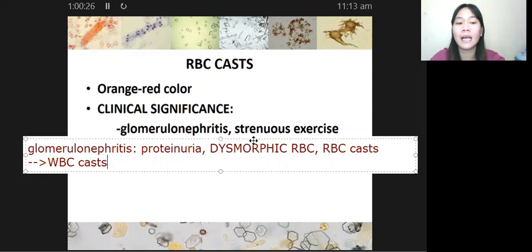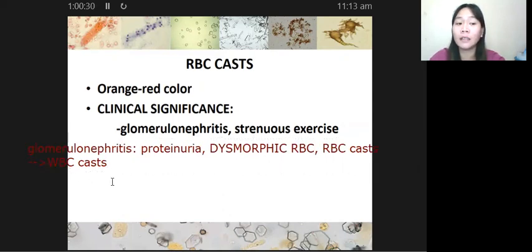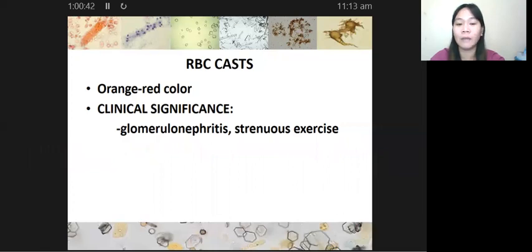Okay, ayan. Kasi nga, again, pag na-compromise yung ating filtration barrier, the different cellular elements which are present in the circulation will leak out and become part of the filtrate. Okay, so yan. So that is for your RBC casts. Okay?